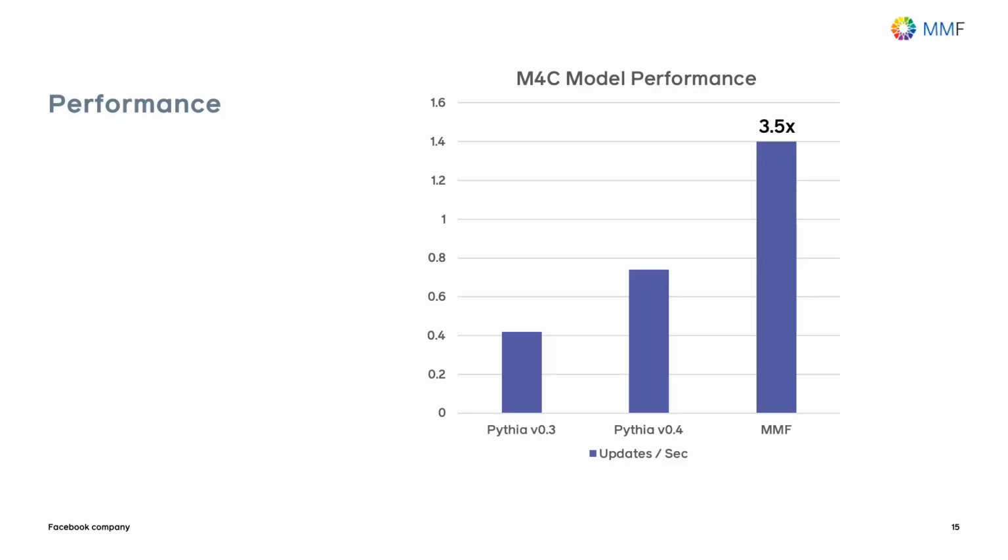Moving from Pythia to MMF, we have made a lot of performance improvements. The same M4C model which used to take around 16 hours to train on 8 GPUs now takes only about 5 hours to train on the same amount of infra and compute. So we have made 3.5x improvements in MMF speed when moving from Pythia version 0.3 to the current MMF.